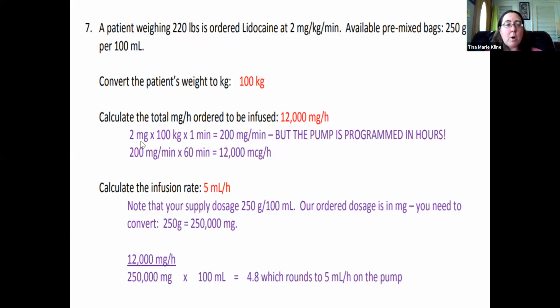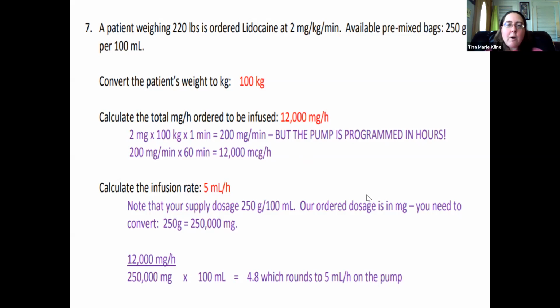I still have my dose times my kilogram, but this is per minute. So I need to do times 60. So I really could do 2 milligrams times 100 kilograms times 60 minutes, which is going to give me, and that is a typo. That should be milligrams right there. That should be 12,000 milligrams per hour. And then from there, I'm still following my same problem. I'm still doing, I desire to give 12,000 milligrams per hour. What I have in my concentration is 250,000 milligrams in 100 milliliters, okay?